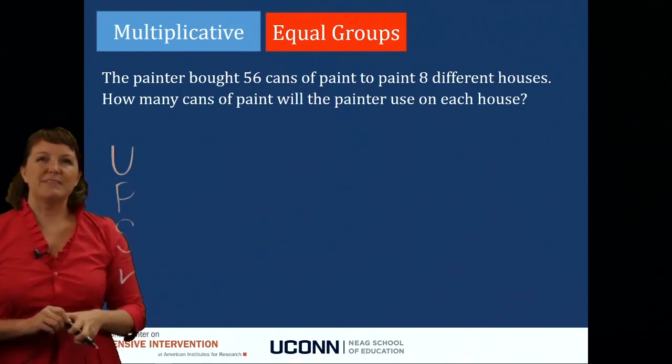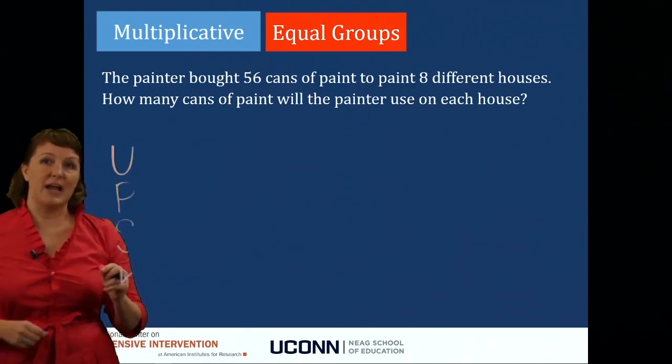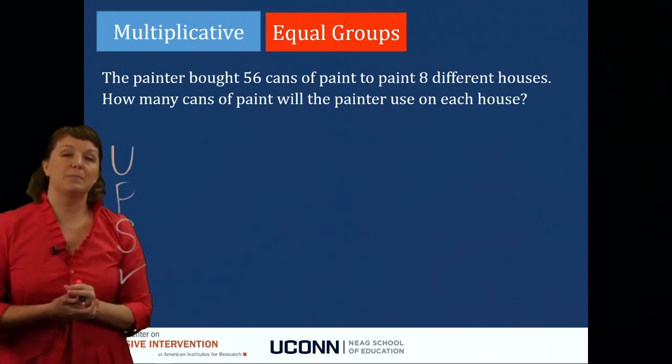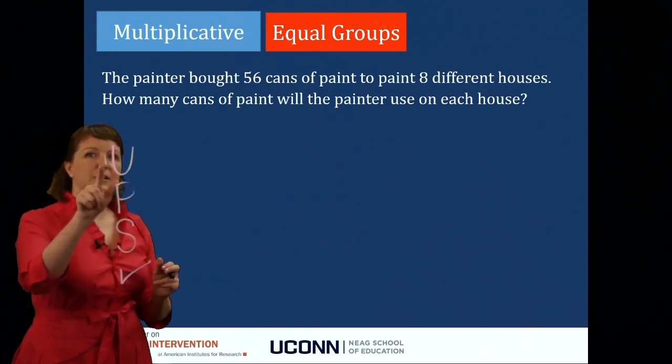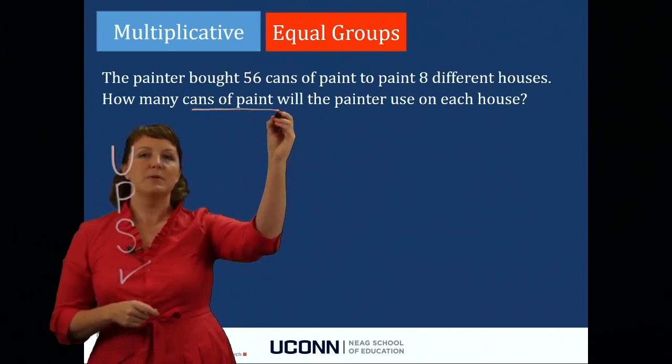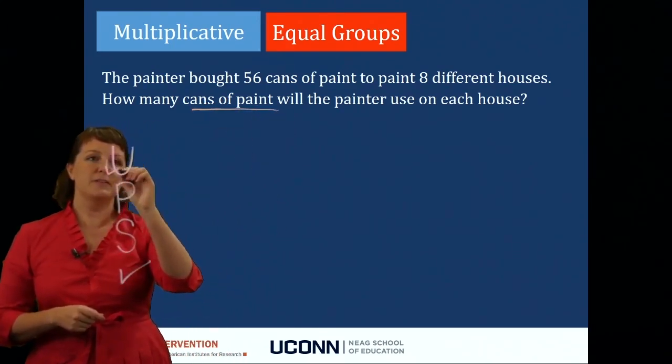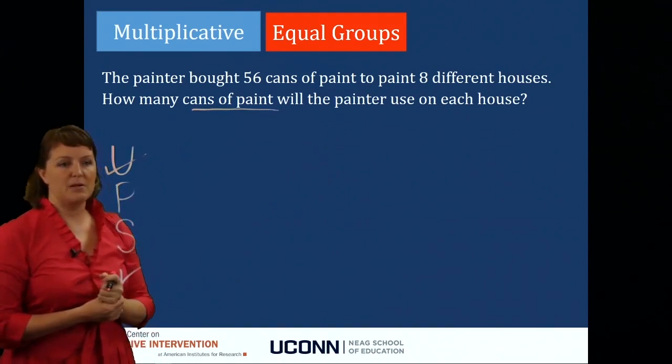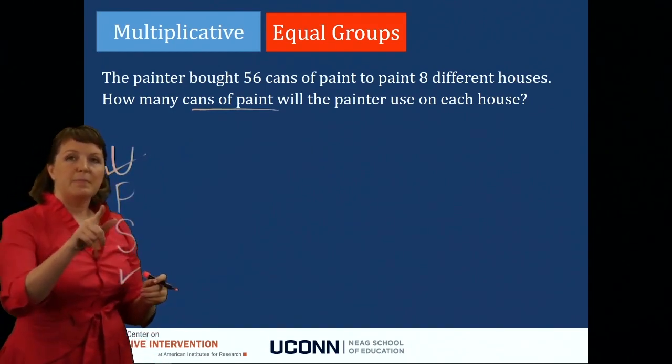Now, the painter bought 56 cans of paint to paint 8 different houses. How many cans of paint will the painter use on each house? So in this problem, I'm focusing on these cans of paint. So I'm going to underline that to help me figure out the understanding of this problem. Now I'm going to make a plan.